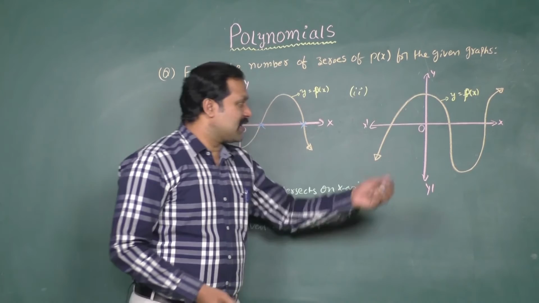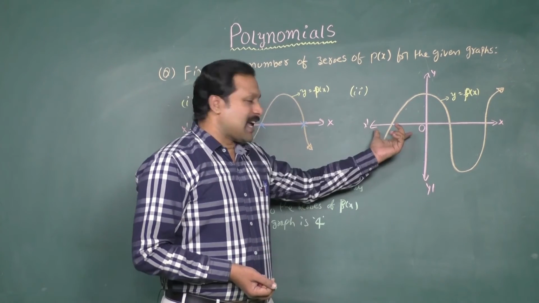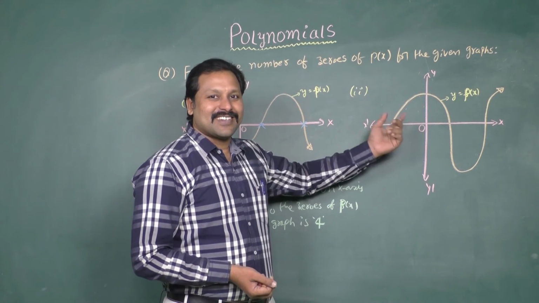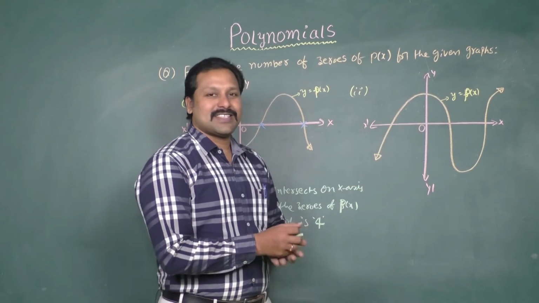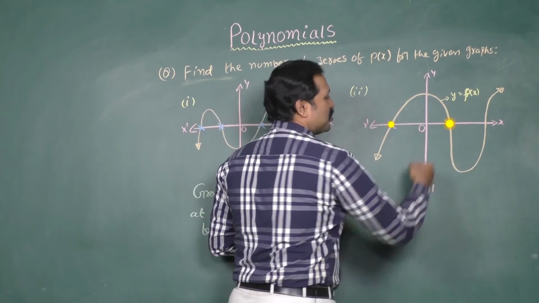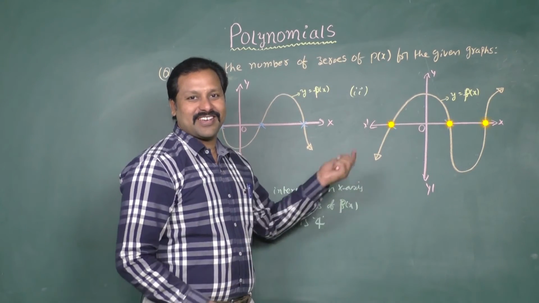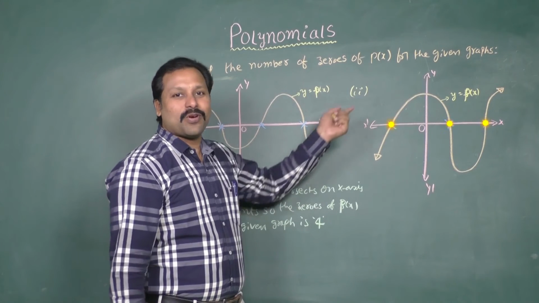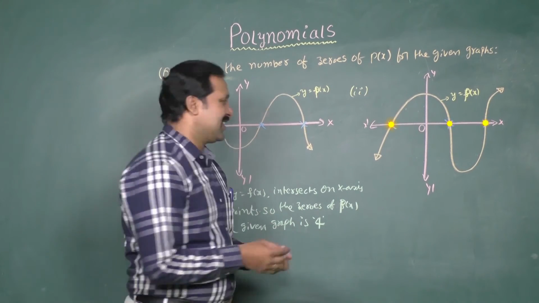Similarly, coming to the next question, yes, exactly what you expected, the answer is correct. In this curve, it intersects the x-axis at how many points? 1, 2, and 3. So that's why here the number of zeros of the polynomial p of x is 3.